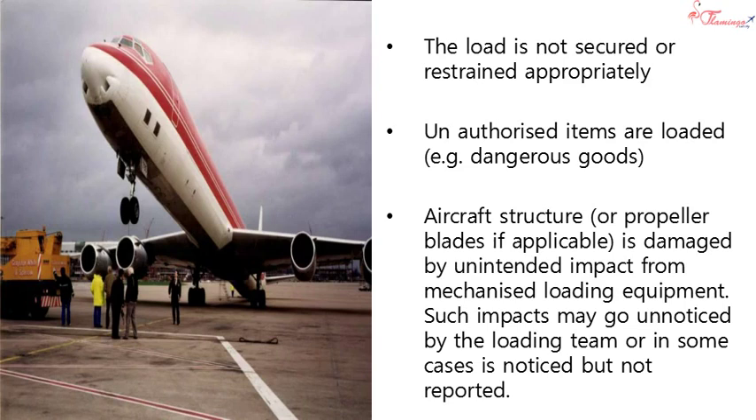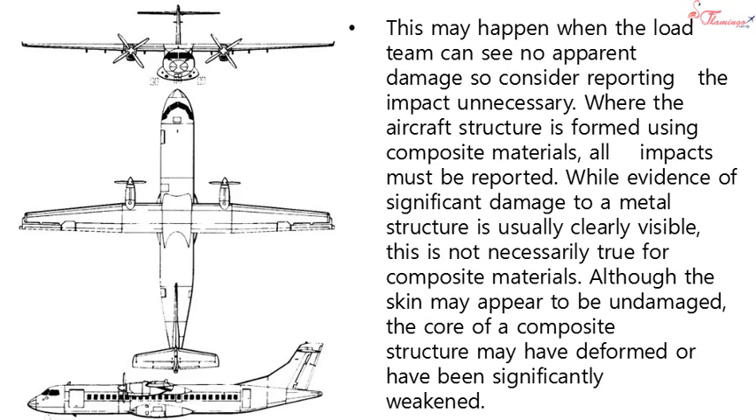The load is not secured or restrained appropriately, unauthorized items are loaded, for example dangerous goods, or aircraft structure, or propeller blades, if applicable, is damaged by unintended impact from mechanized loading equipment. Such impacts may go unnoticed by the loading team or in some cases is noticed but not reported. This may happen when the load team can see no apparent damage, so consider reporting the impact unnecessary. Where the aircraft structure is formed using composite materials, all impacts must be reported.